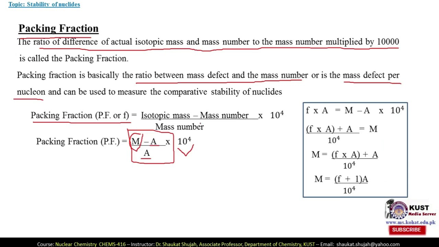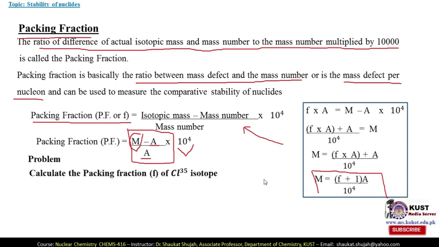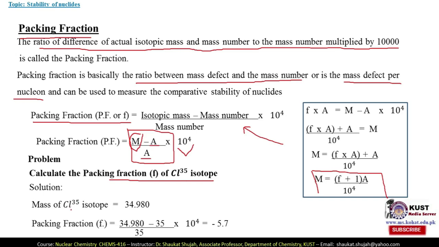Now this formula can be written in different forms. For example, it can be written in this form: M is equal to (F plus 1) multiplied by A divided by 10,000. So let's calculate the packing fraction of chlorine 35 isotope, and for this we will need the actual mass of chlorine 35 isotope, that is 34.980 AMU. So when we substitute values in this formula, the answer which we get is minus 5.7.